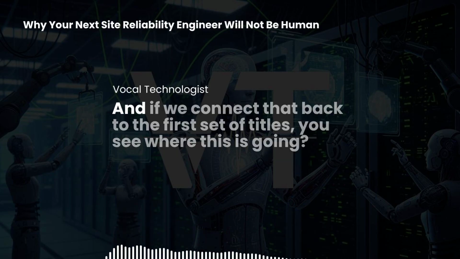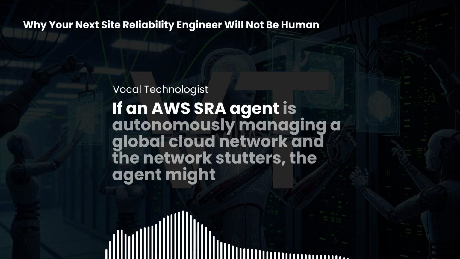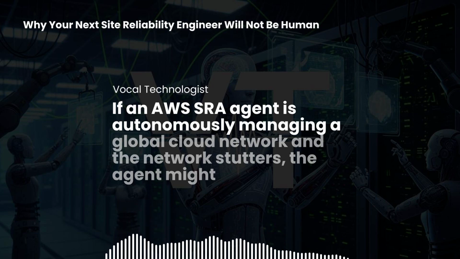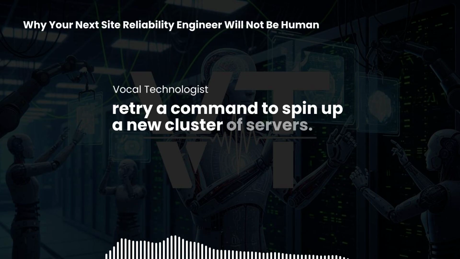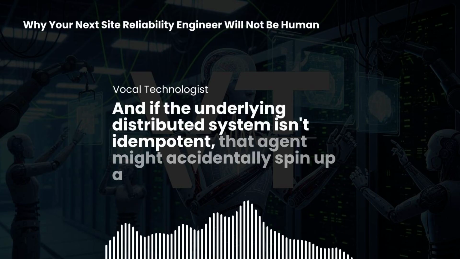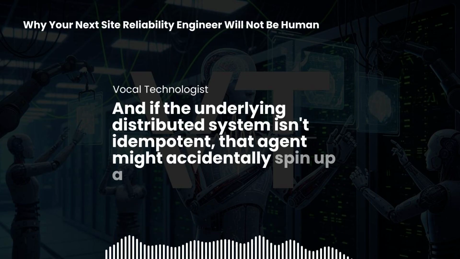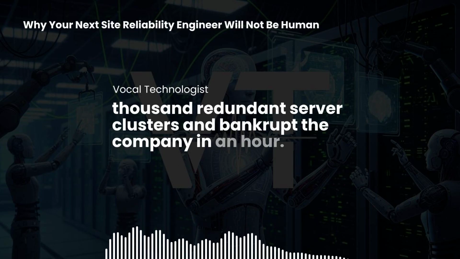Okay. And if we connect that back to the first set of titles. You see where this is going. Yeah. If an AWS SRE agent is autonomously managing a global cloud network and the network stutters, the agent might retry a command to spin up a new cluster of servers. Exactly. And if the underlying distributed system isn't idempotent, that agent might accidentally spin up 1,000 redundant server clusters and bankrupt the company in an hour.